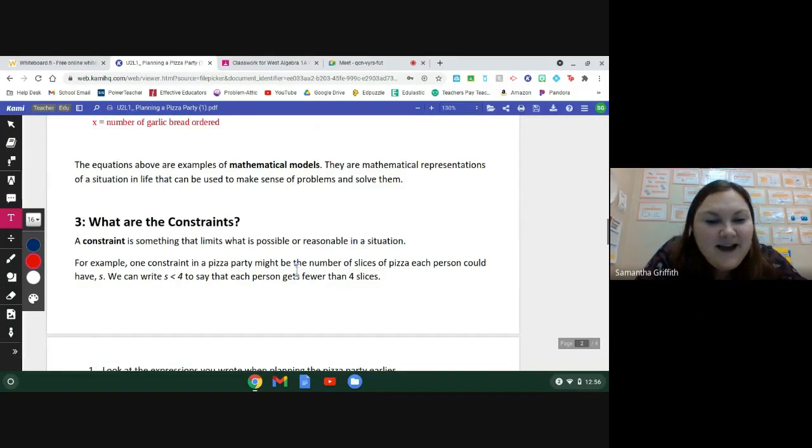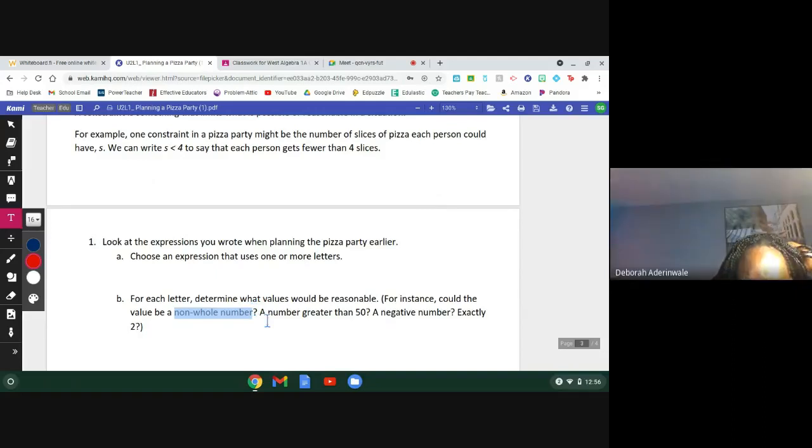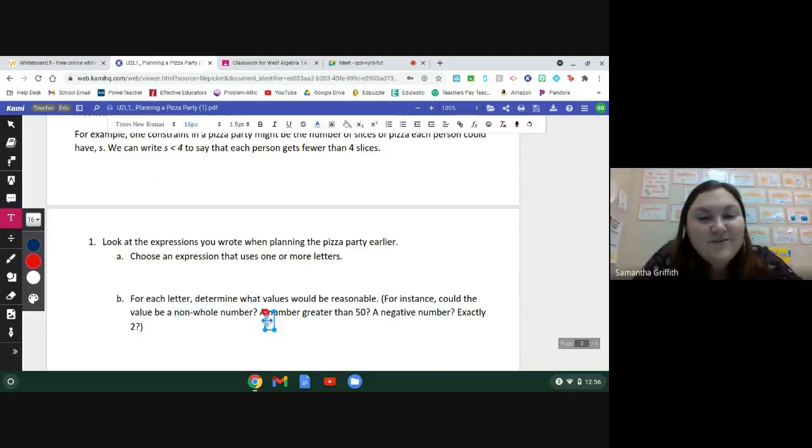So coming back to the expressions we wrote earlier for our pizza planning, we're going to choose an expression that uses one or more of our variables. And for each of those variables, determine what values would be reasonable. So for instance, could the value be a non-whole number? What does that mean, a non-whole number? That means decimal. Yeah, whole numbers are those numbers you count by, 1, 2, 3. So a non-whole number would be a decimal or a fraction. That's something you can think of as a restraint.